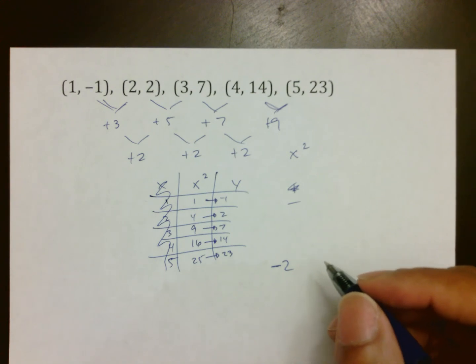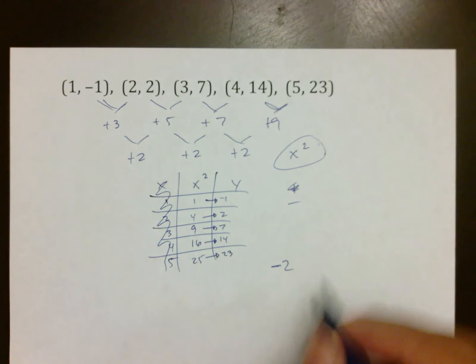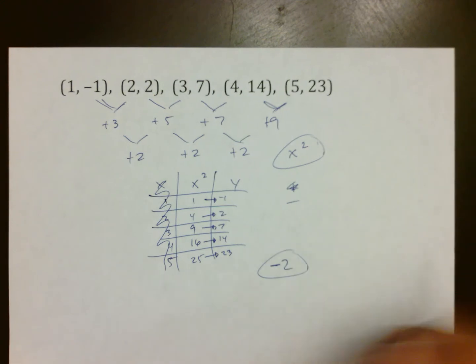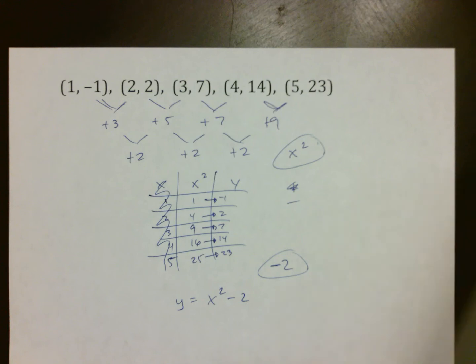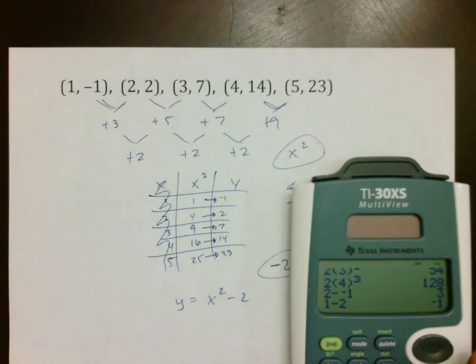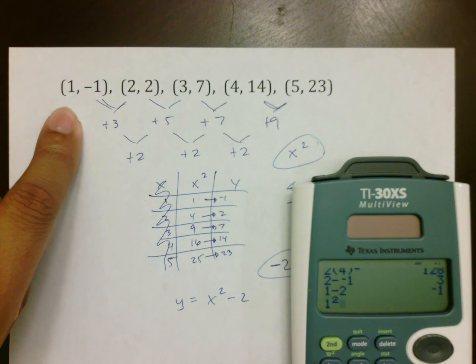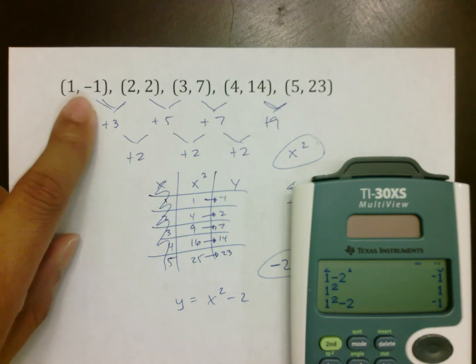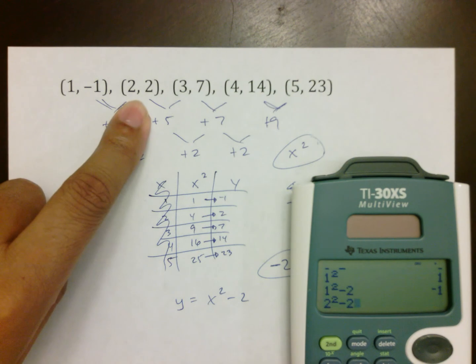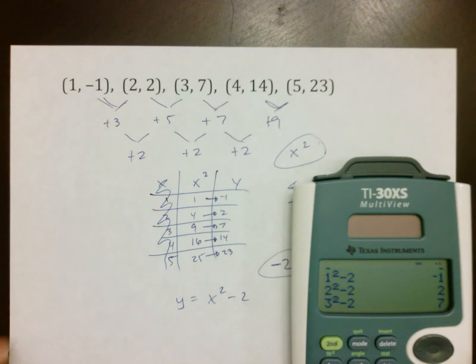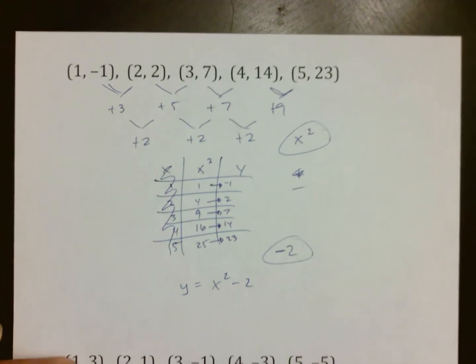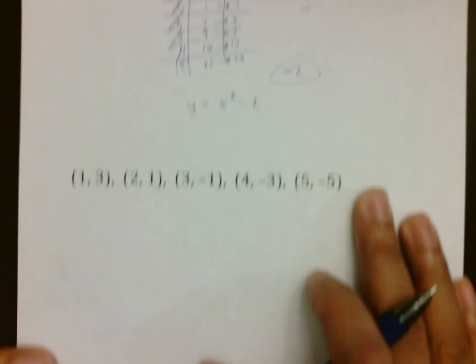So to make this an algebraic rule, we know that we have x squared. We know we are subtracting 2. To do that algebraically, we would put y equals x squared minus 2. And again, to check that, what we would do is go ahead and put 1 squared minus 2. 1 squared minus 2, which gives me my -1, 2 squared minus 2, which gives me my 2, 3 squared minus 2, which gives me my 7, and so on and so forth. Alright?